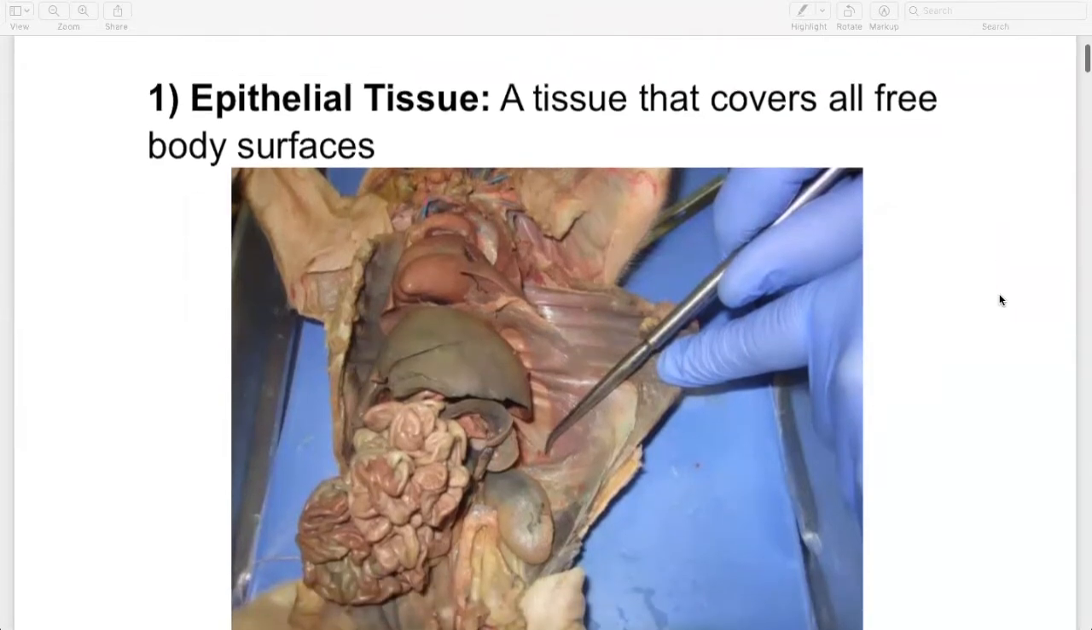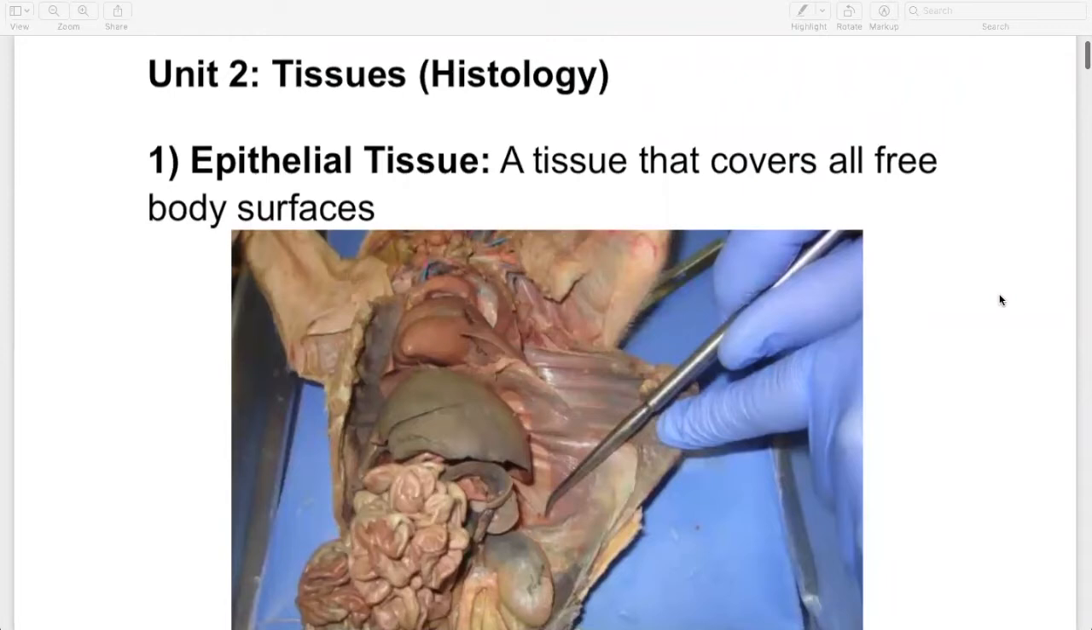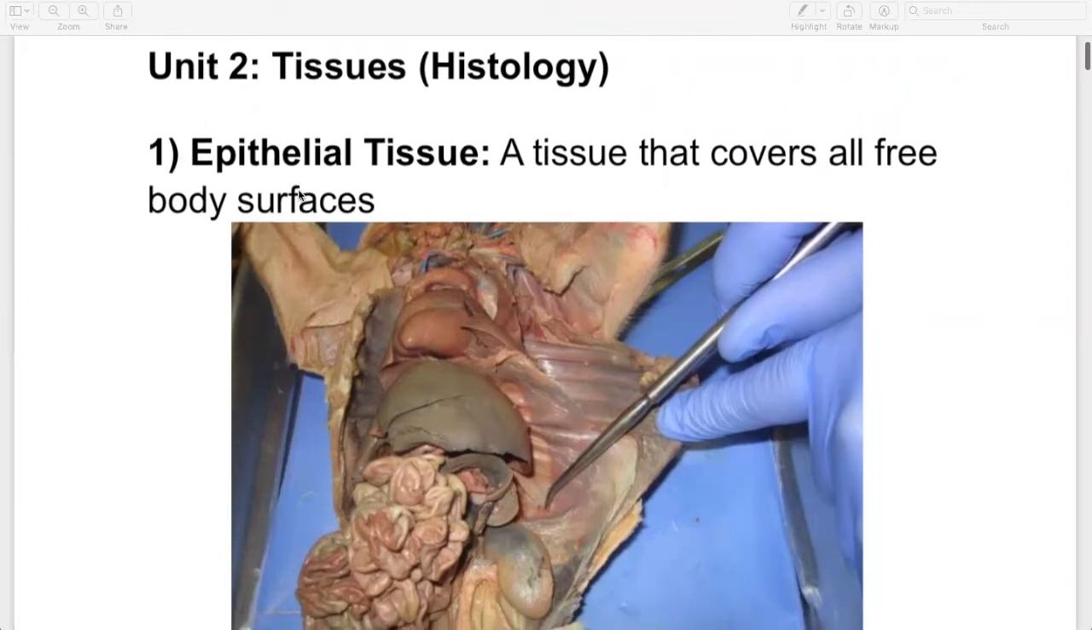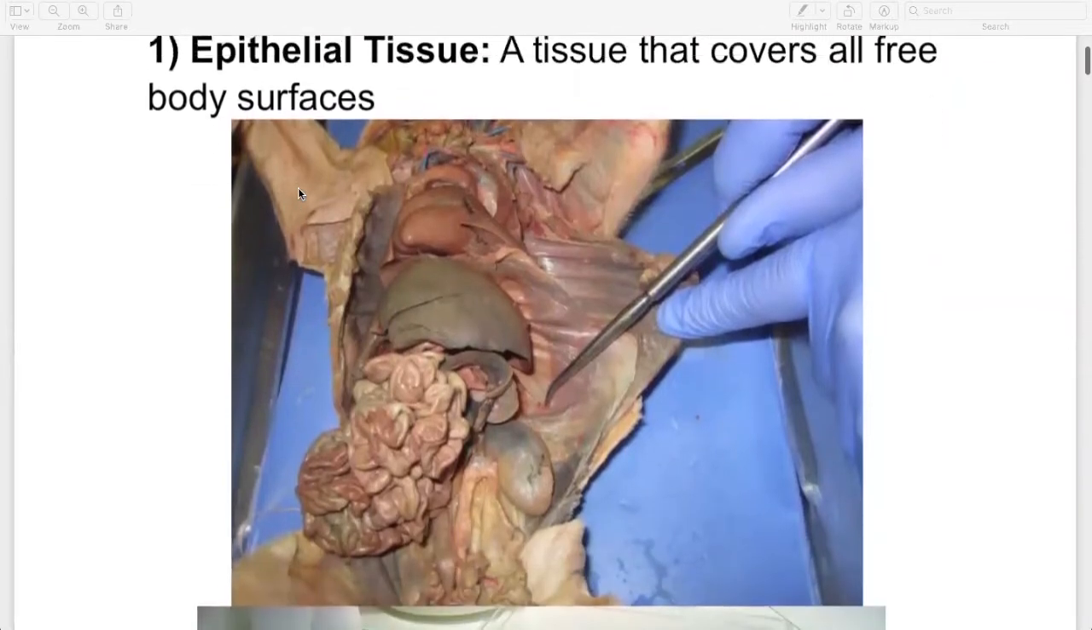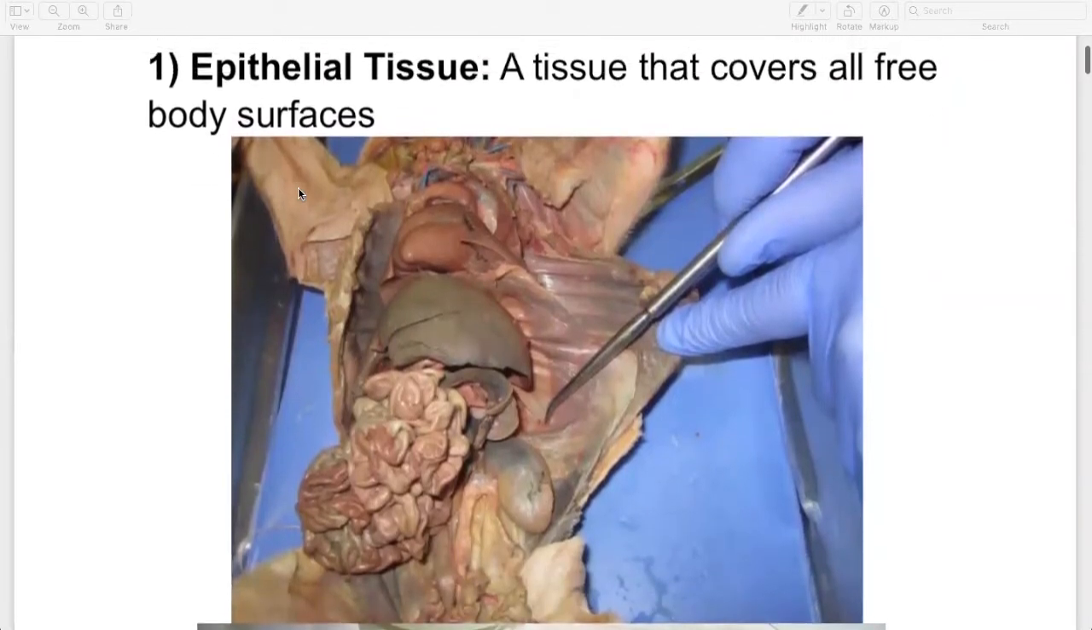Epithelial tissue covers all free body surfaces. What that means is like your skin. You ever heard the term epidermis? That has to do with your skin. Epidermis gets its name from epithelial. And you have this all over your body, not just in your skin, but everywhere on the inside too. Every single organ and every single free space in your body is covered with this protective tissue.